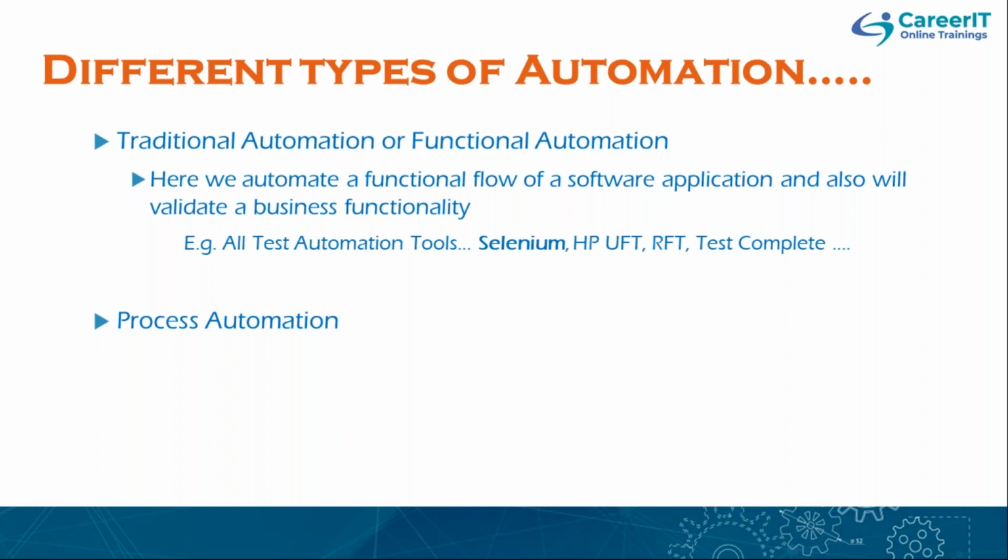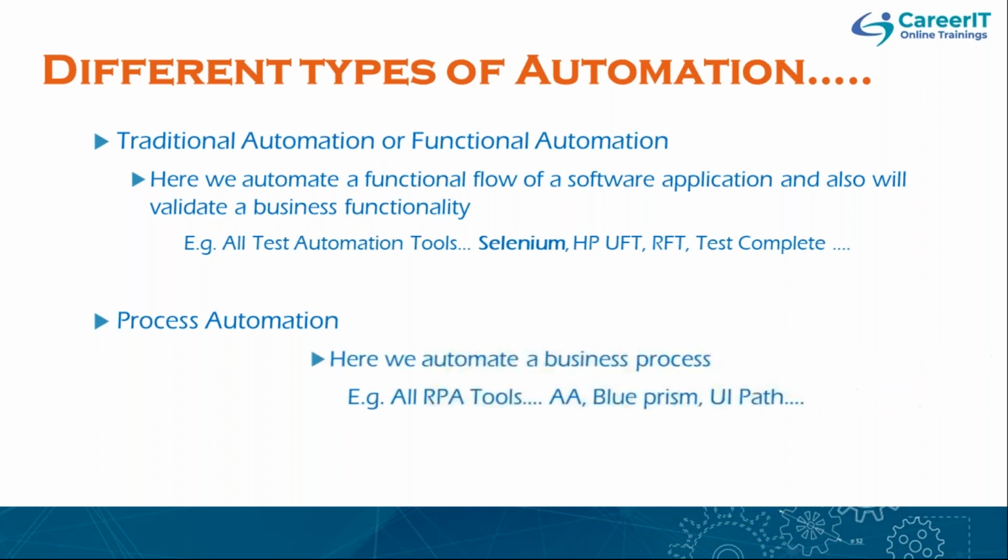To do this, there are multiple tools available in the market, like Selenium. Selenium itself is a functional automation tool, and also HP UFT, RFT (Rational Functional Tester), TestComplete, TestPlant, Jasmine, Protractor, Cypress. There are a lot of n number of tools available in the market for functional test automation. So this is one kind of automation available in the market.